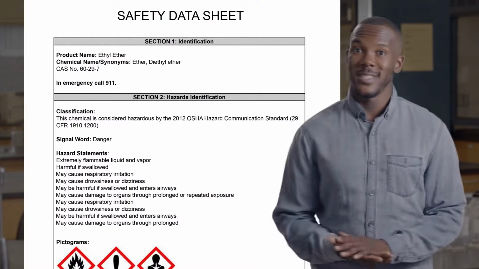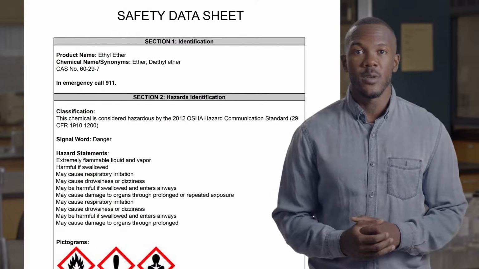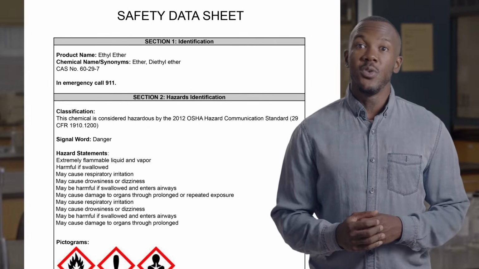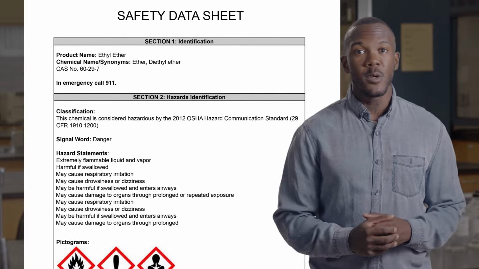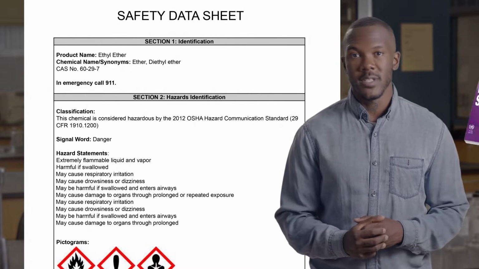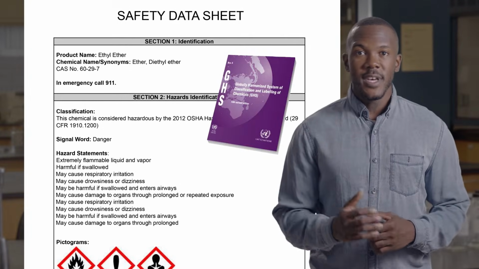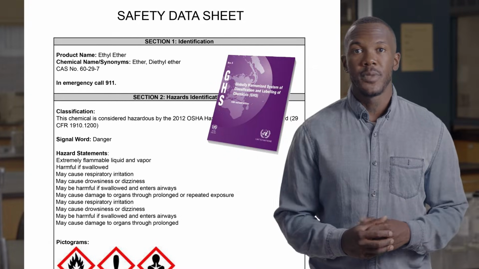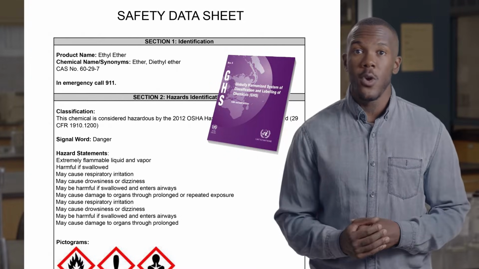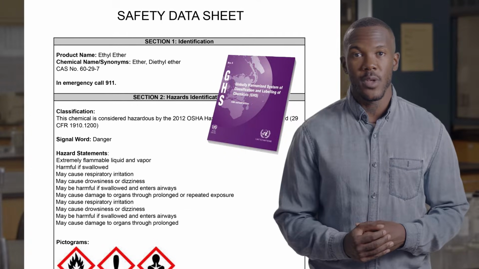In the United States, chemical manufacturers are required to supply a safety data sheet, or SDS, with information about their chemicals. The SDS follows the United Nations globally harmonized system of classification and labeling of chemicals, usually referred to as the GHS. The SDS is an important document and crucial for your safety in the lab. It's the first place you should go to determine the hazards of chemicals you'll be working with.